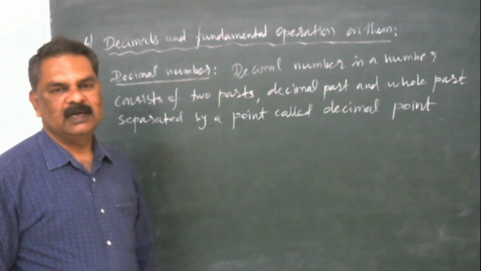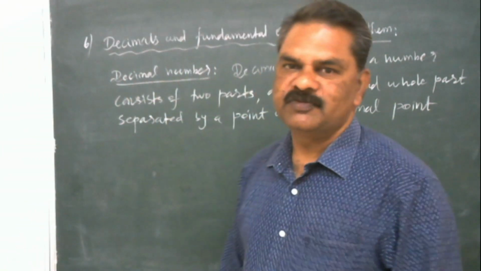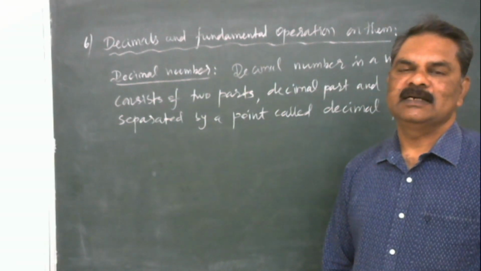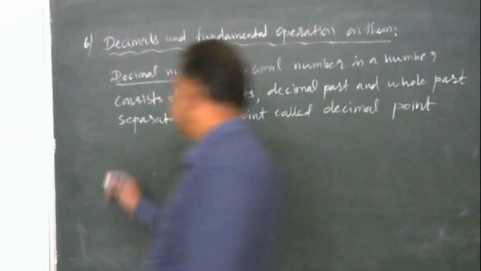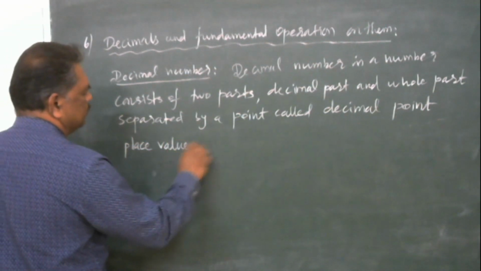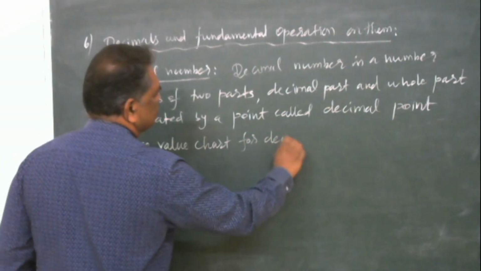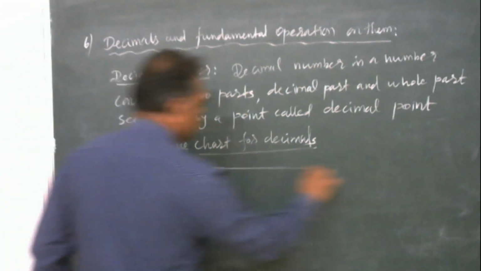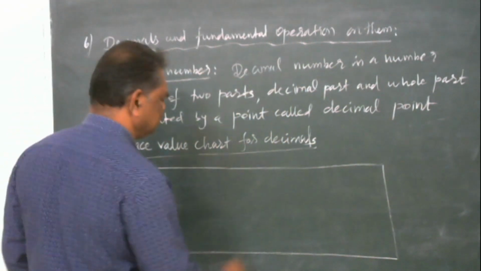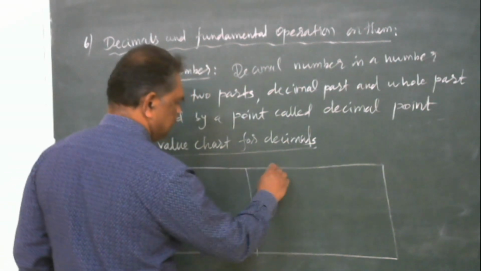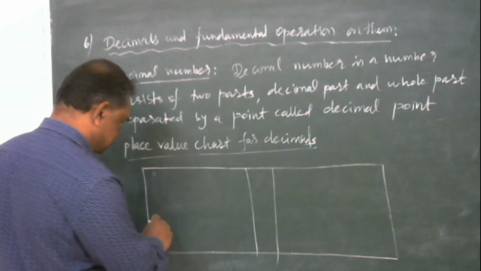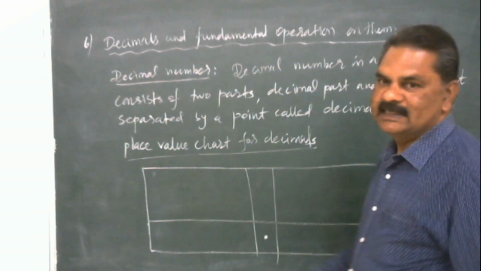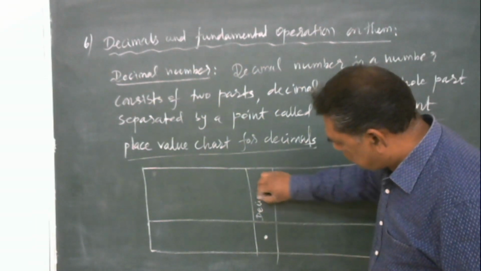So in order to understand and write decimals, we need a place value chart. As we have seen in whole numbers, we need a place value chart to read and understand the numbers. In the same way, we need a place value chart for decimals. Here I am taking a point. This is the decimal point.